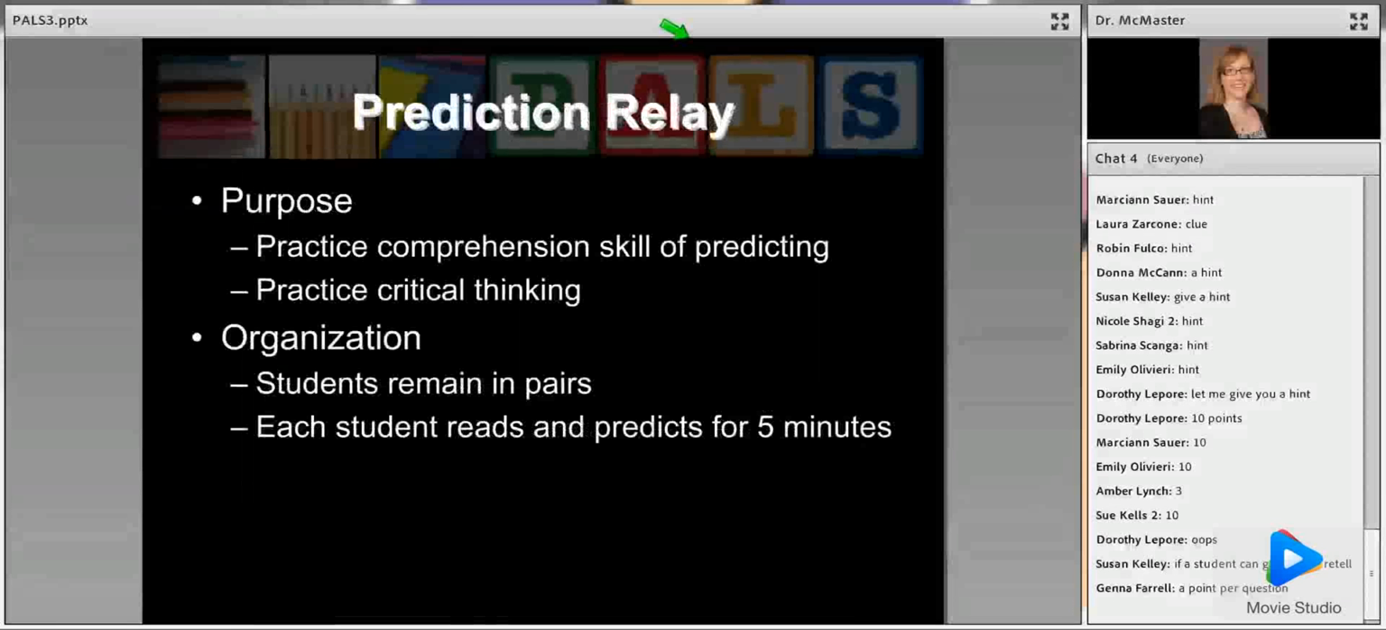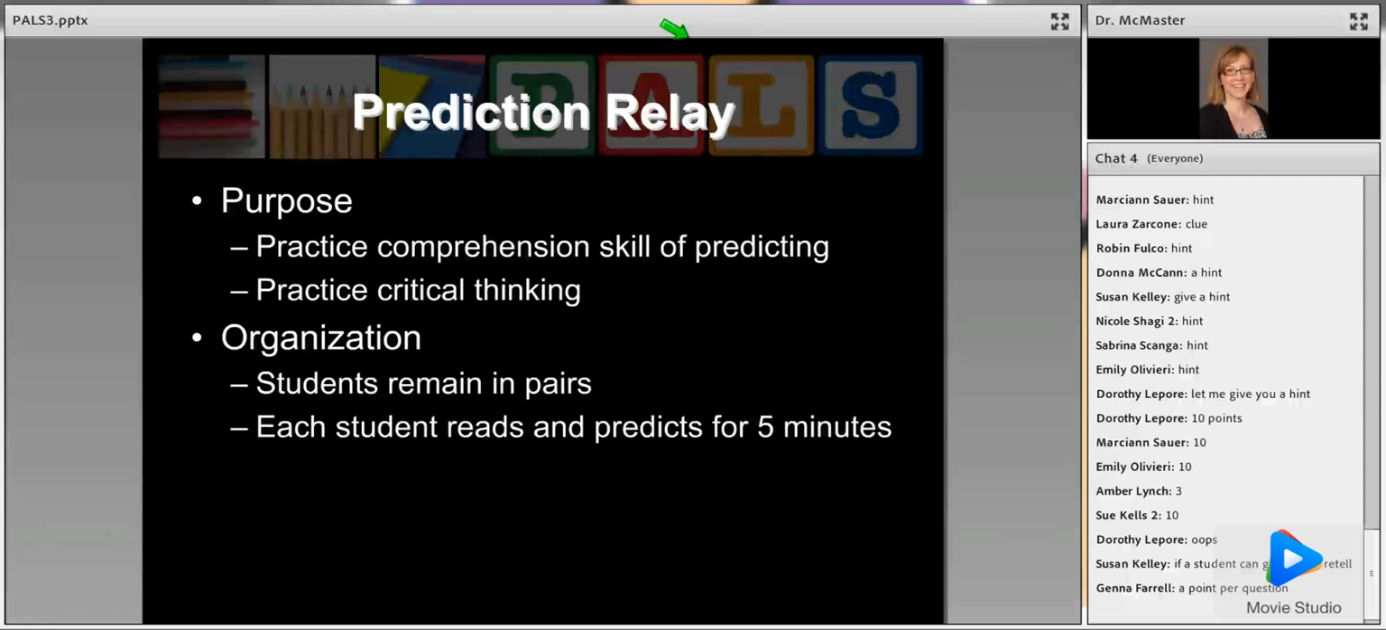So students learn that the purpose of prediction relay is to practice the important comprehension skill of predicting. We know that good readers, when they're reading, they're often thinking ahead, trying to anticipate what's going to happen next in the story. And it's a critical thinking skill, so it's going a little bit beyond the retelling and the main idea summary and getting kids to think a little bit more about what's happening in text.